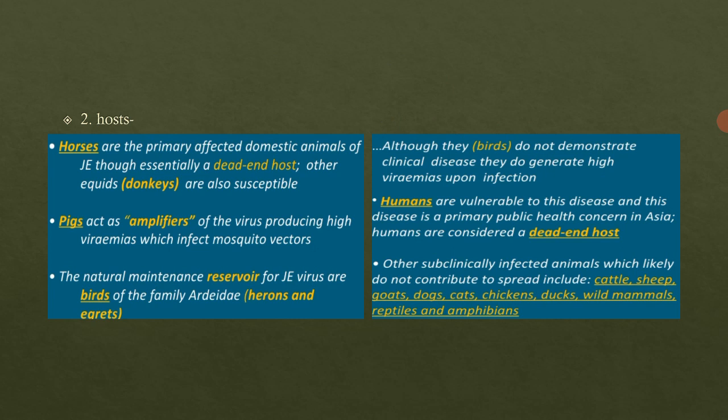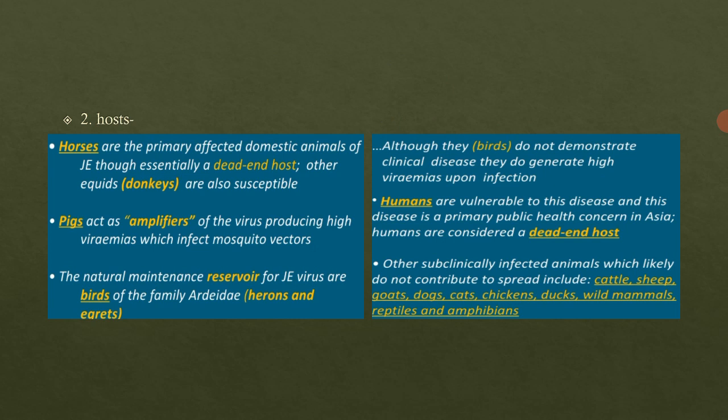Now we will study the host, what the host range for this virus is. As we mentioned earlier, this virus is mainly for animals. Animals are mostly affected, although humans will also get affected in some percentage. Starting with the horses, the hosts can be horses, pigs, birds, that is the swine, and the humans.